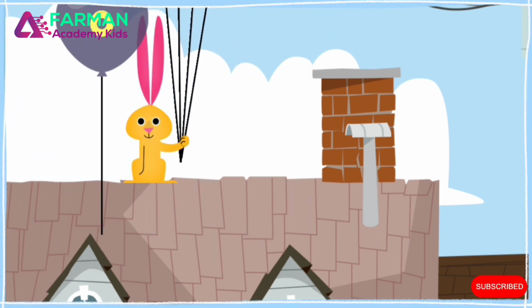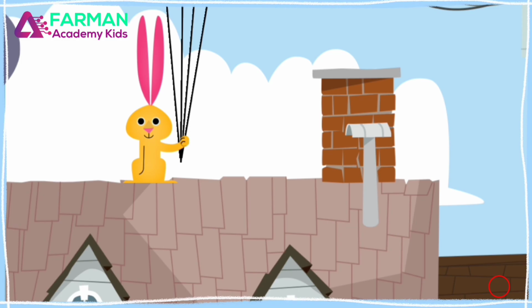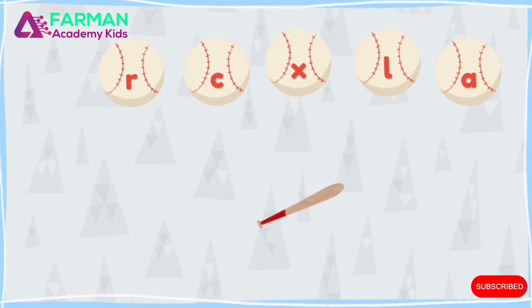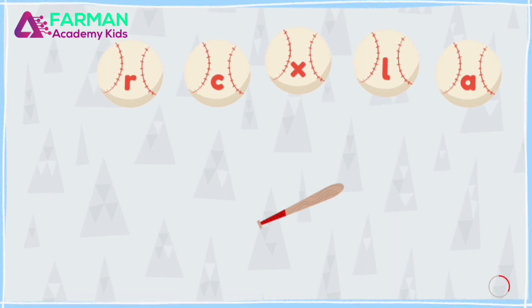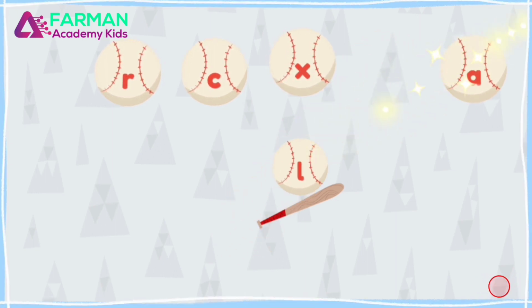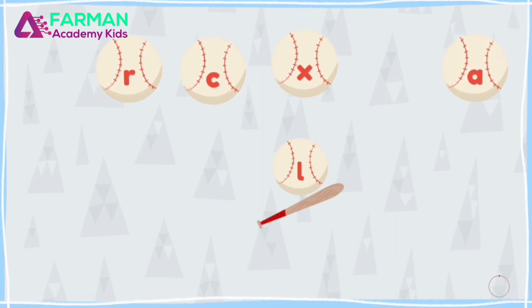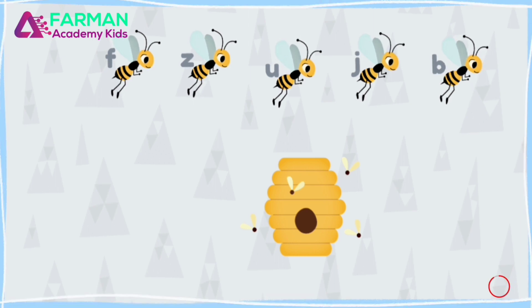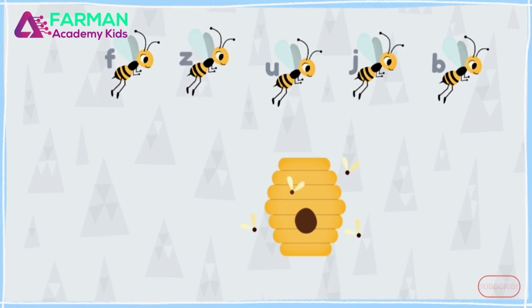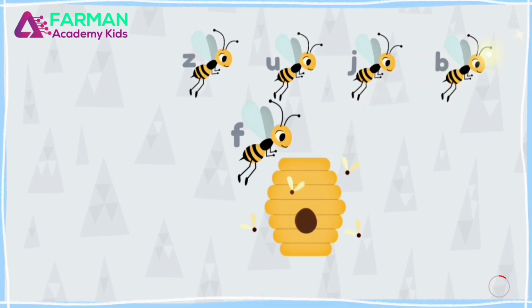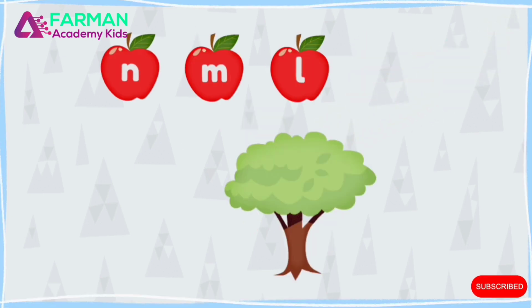Put the apple with the letter L on the tree. Good work. Put the ice cream with the letter R on the cone. Brr. Great. Trace the lowercase letter L. Great! You traced the letter L.